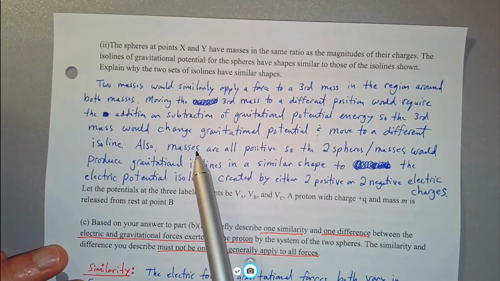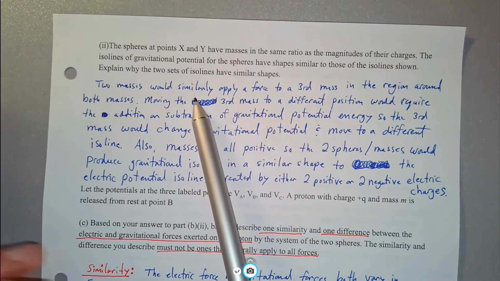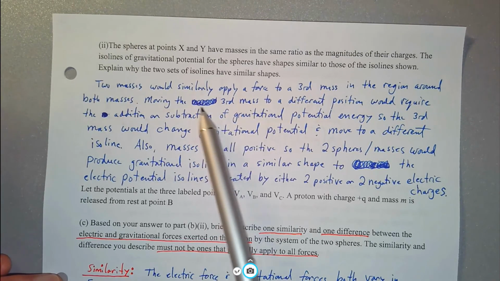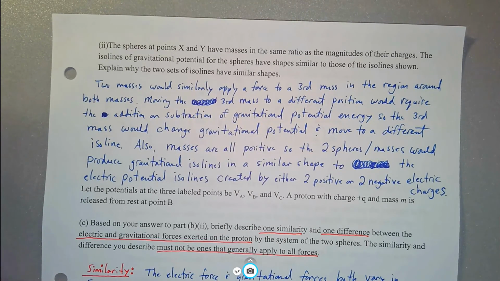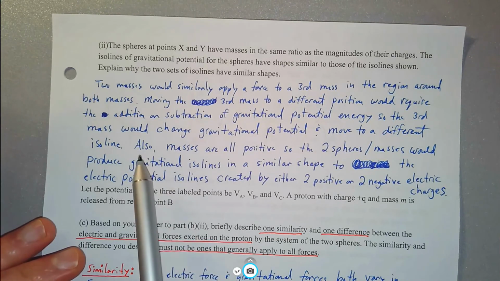Also, that's why we're saying that moving a mass around would change its gravitational potential energy, just like moving a charge around would change its electric potential energy. So we would have different gravitational potential lines, just like we have different electric potential lines.